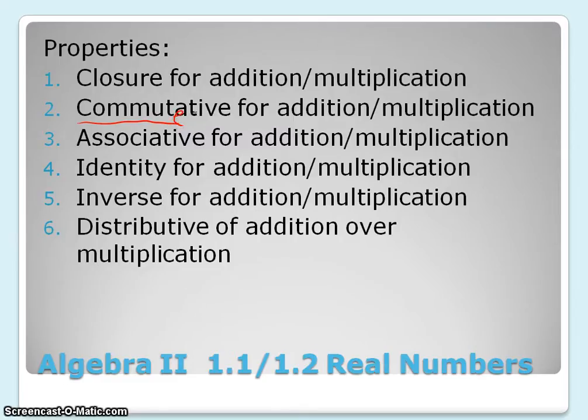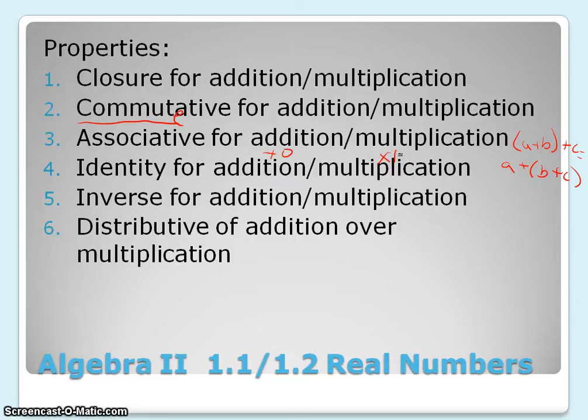Associative property is the one that deals with the parentheses, how we group things. So we can have a plus b grouped, and then b plus c grouped. Identity for addition and multiplication. The identity property for addition is going to be 0. Essentially what the identity property is: what can you do to the number to keep it the same. So with addition we add 0. With multiplication we multiply by 1.